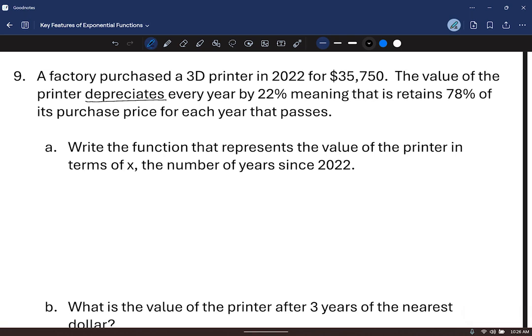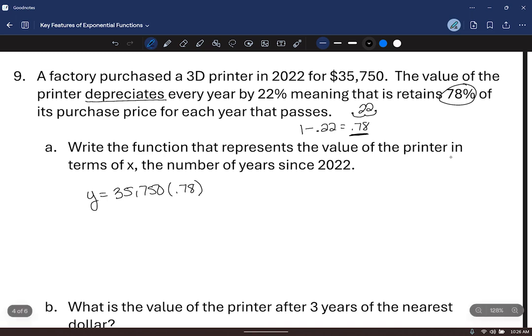So if I know that I'm going down 22%, if I make that a decimal, that'd be 0.22. I would be taking away 0.22, which would leave me with 0.78. They gave you that. So this represents my decay rate. So I have y equals initial amount is 35,750 times my rate of decay, which would be the 0.78. Again, I'm less than 1 because I'm thinking it's 22% less. So 0.22 less than 1. And then I raise that to the x power for number of years since 2022.